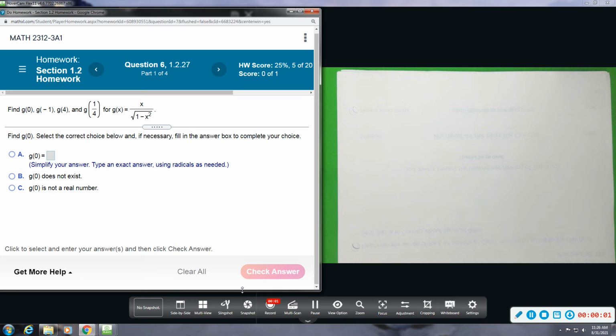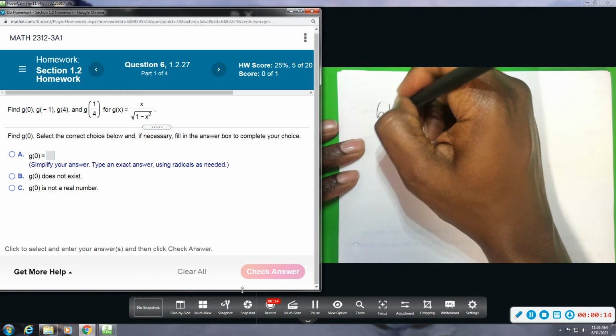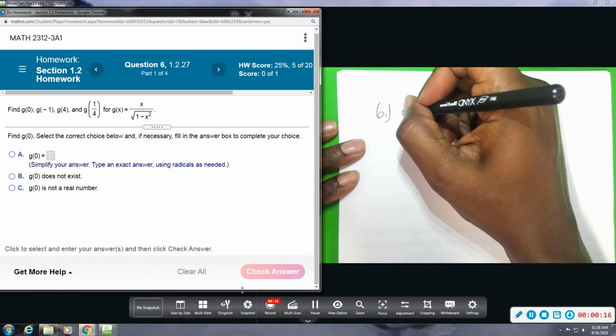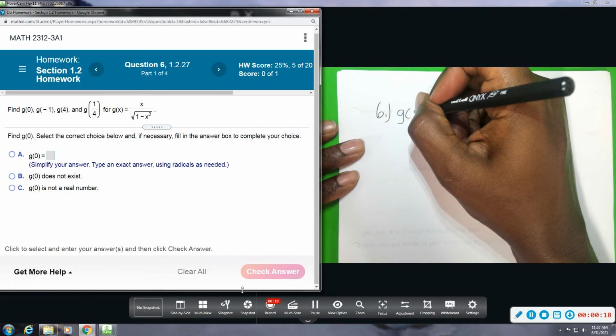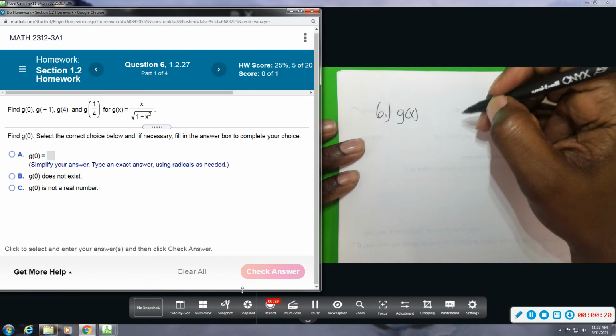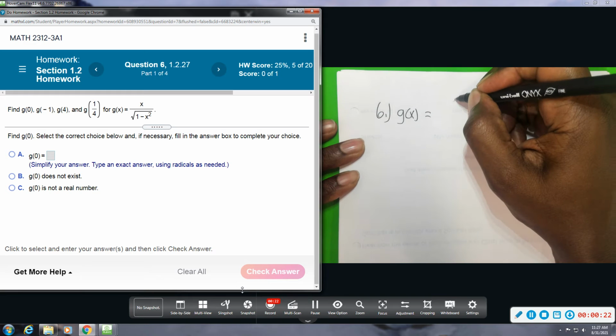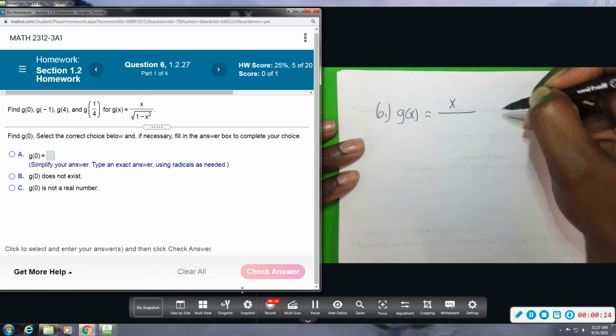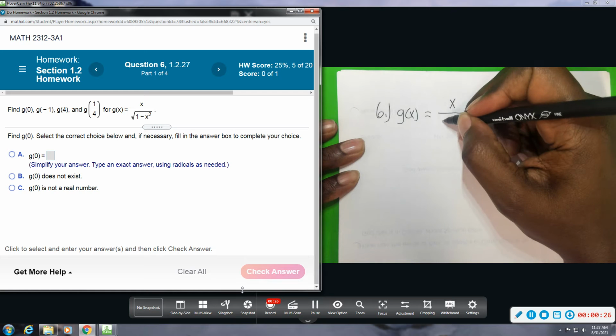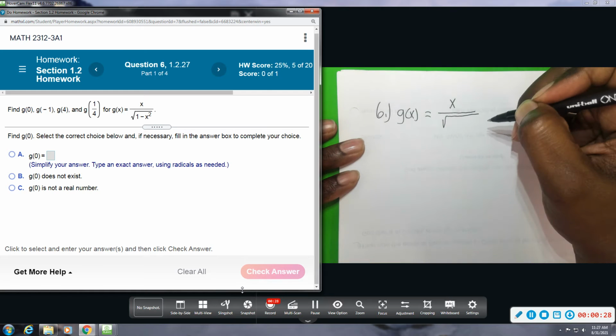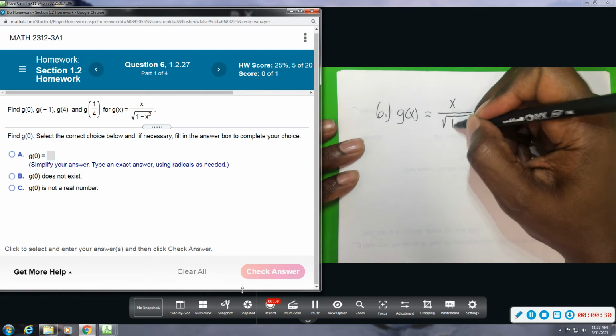All right, number 6, we're going to find g of 0, g of -1, g of 4, and g of 1/4 using the given function. So for 6, we are given g of x equals x divided by the square root of 1 minus x squared.